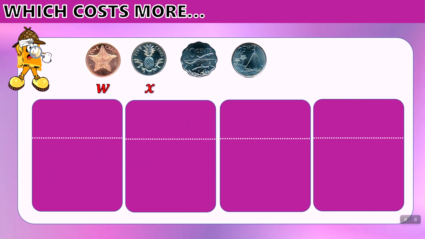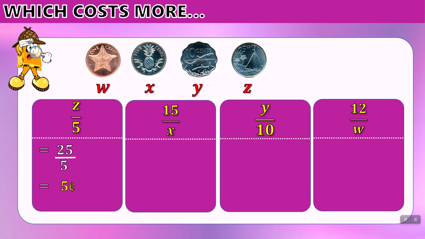Now let's look at these again, and instead of A, B, C, D, the 1 cent is going to be W, the 5 cent is going to be X, the 10 cent is Y, and the 25 cent is Z. And let's find out which one of these costs more. Z over 5, 15 over X, Y over 10, or 12 over W. We know that Z over 5, the line in between tells us this is division. And so Z is 25 divided by 5 gives us 5.